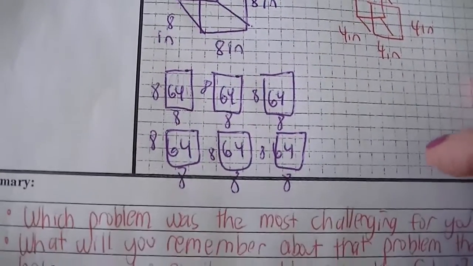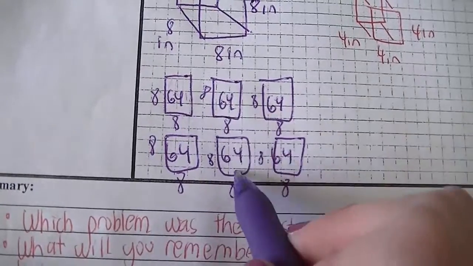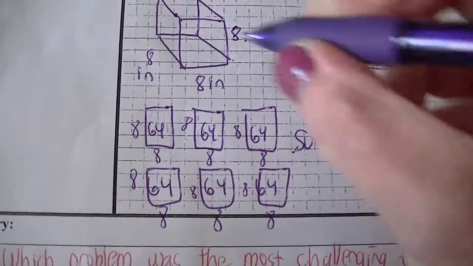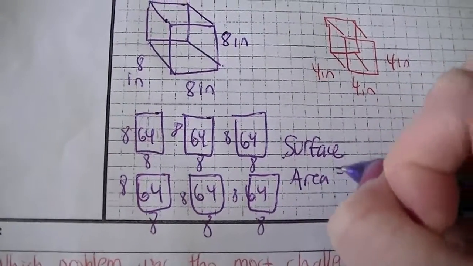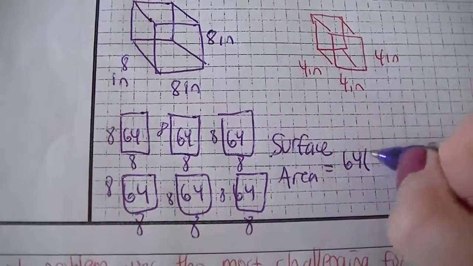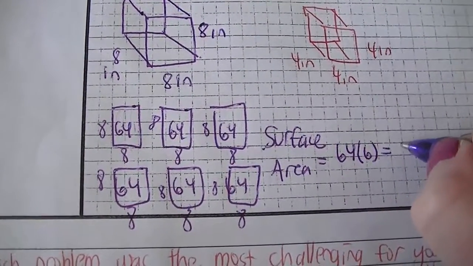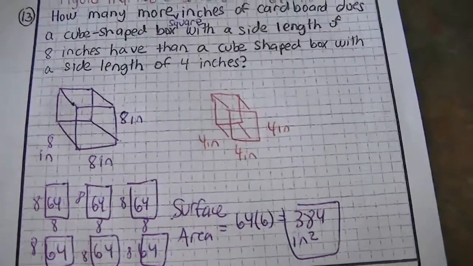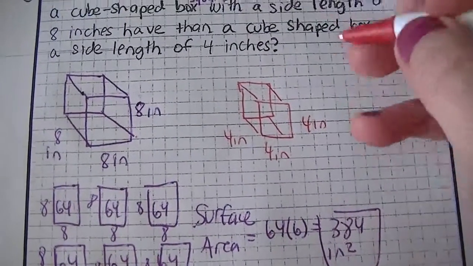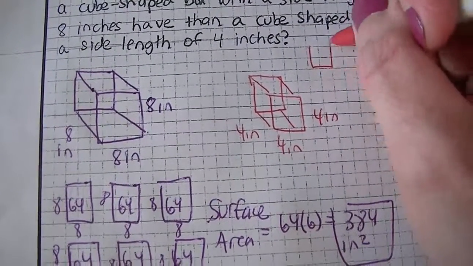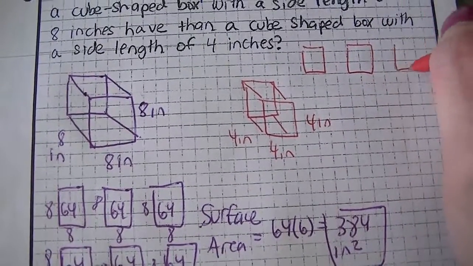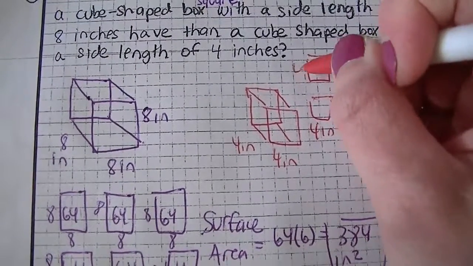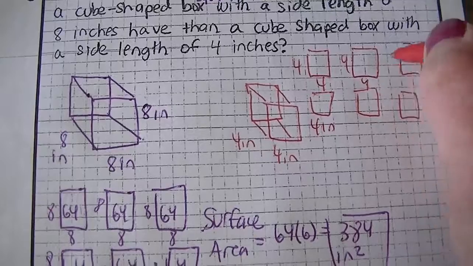So when I go 64 times 1, 2, 3, 4, 5, 6, the surface area of this cube is equal to 64 times 6. That is 384 inches squared. I'm not done yet. I have to figure out the surface area of this cute little cube right there. And I'm going to follow the same technique. I know there are 6 faces for this cube, and each of them have side lengths of 4 inches by 4 inches.